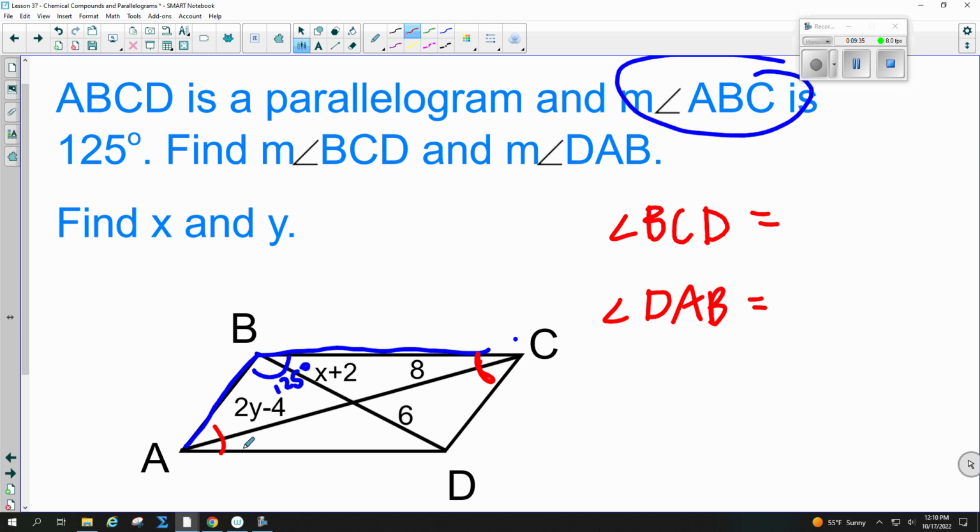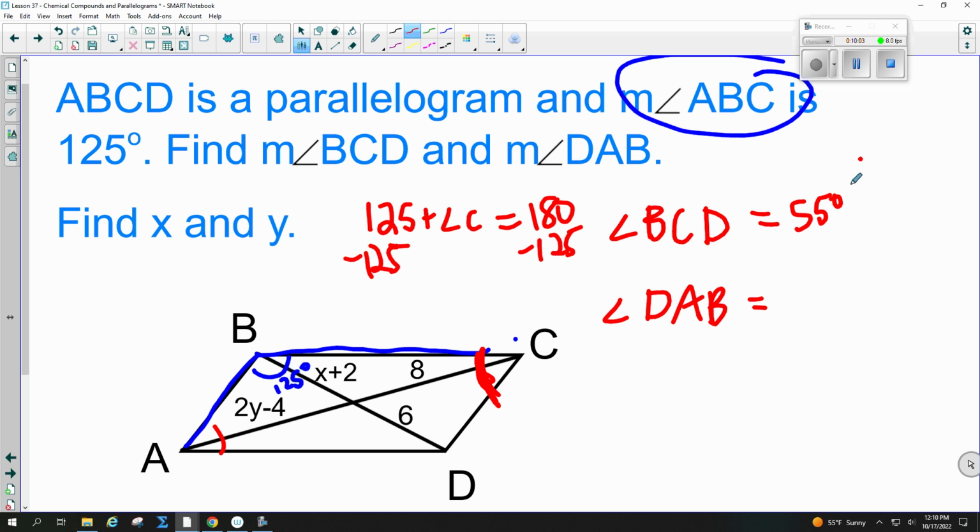So you guys, let's do the angles. How could I find this angle C right here? What do adjacent angles add up to? 180. So I could write a little equation: 125 plus that angle C is equal to 180. So subtract 125 from both sides, and I get 55. My reasoning: adjacent equal 180. It's kind of a cheat. That makes sense? Add to 180.